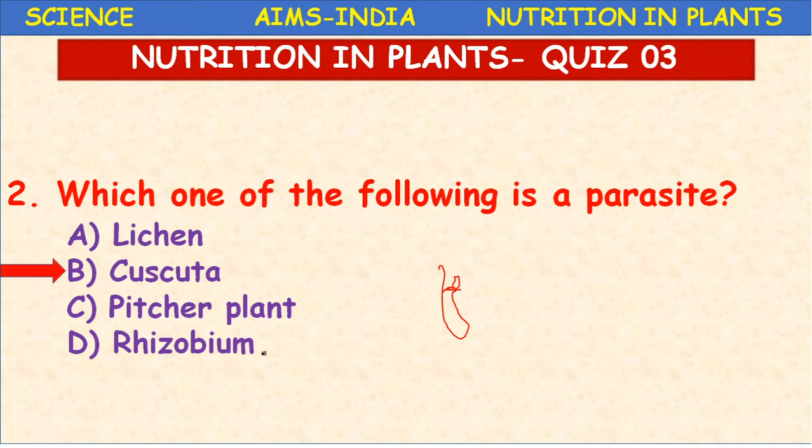Which of the following is a parasite? Cuscuta is a parasite. Is Cuscuta a root parasite or stem parasite? It is a stem parasite. Is it a partial parasite or a total parasite? It is a total stem parasite. Next.